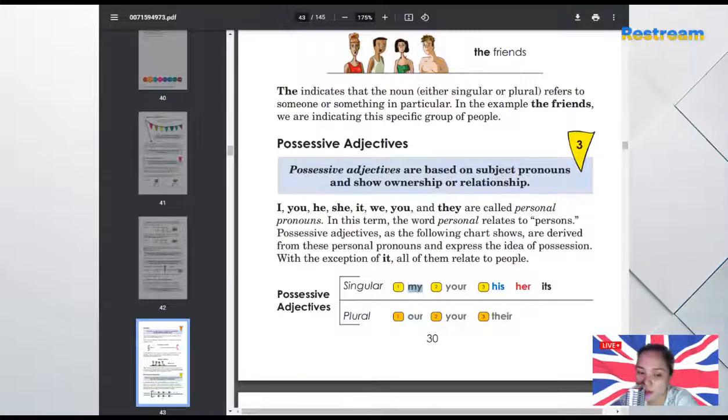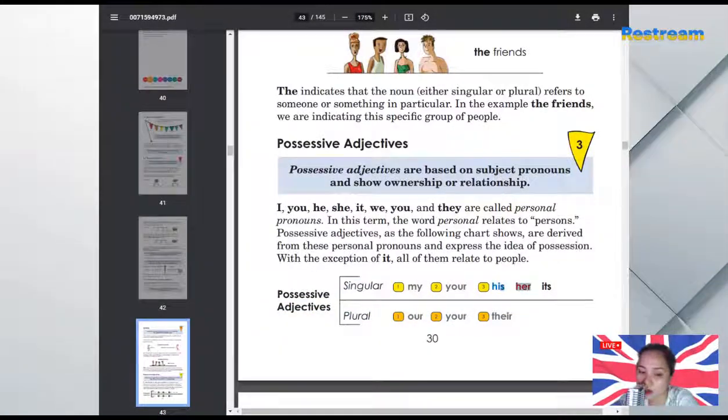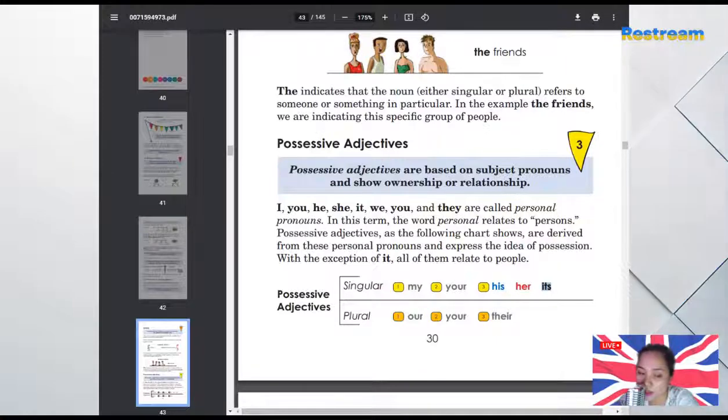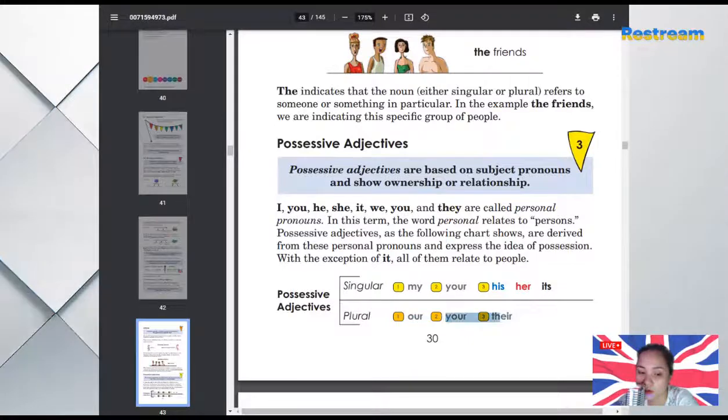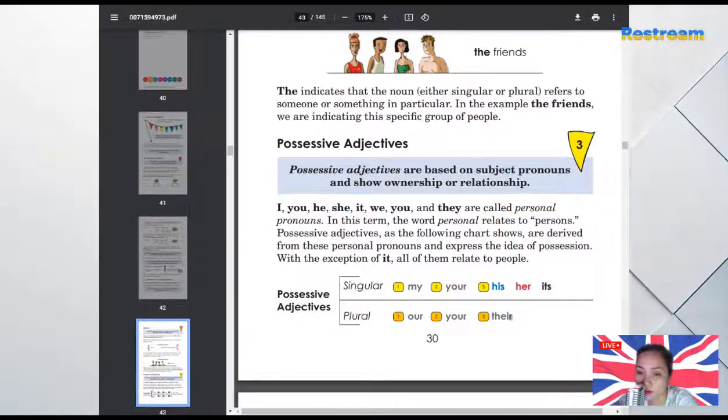So let's have here the personal pronouns in singular. My is a personal pronoun. Your, you're referring to the ownership. His, her, and its. These are the personal pronouns in singular. While when it's plural, when it's two or more, we will use our, your, and their.